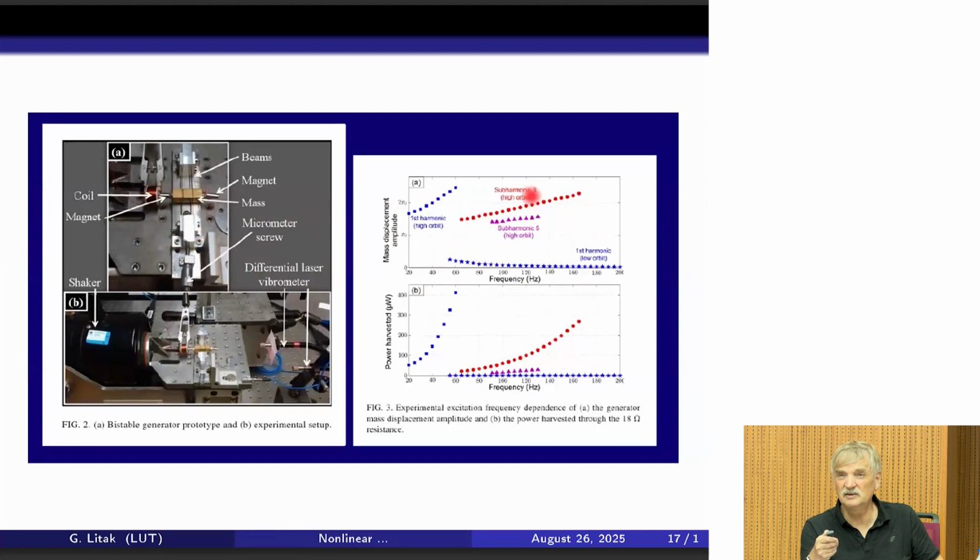This is the branch which is called subharmonic 3, and this is subharmonic 5, and this is the first harmonic. So it's not a harmonic response, but it is called first harmonic. This is first harmonic, this is subharmonic 3, subharmonic 5. And this is non-resonance. So this is a resonance solution here, and this is a non-resonance solution. However, if you pass the resonance, there is another kind of resonance, which appears with the second branch and the third branch.